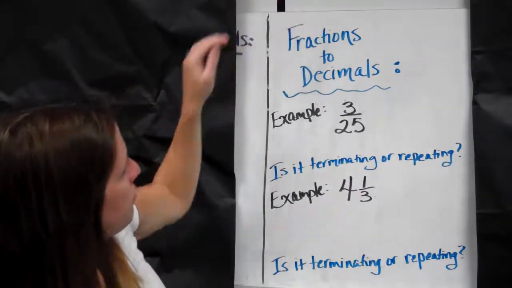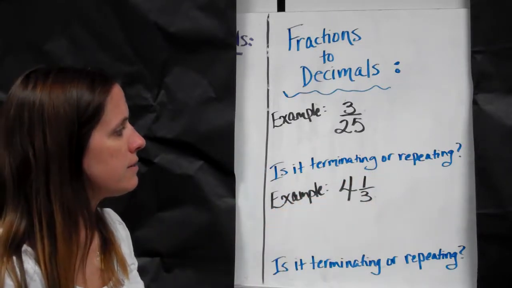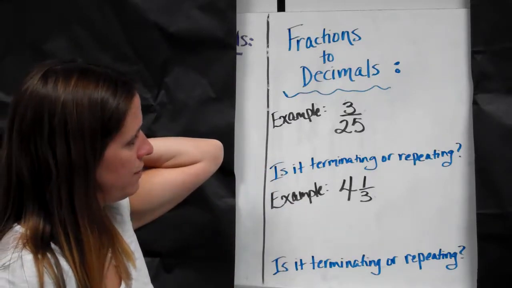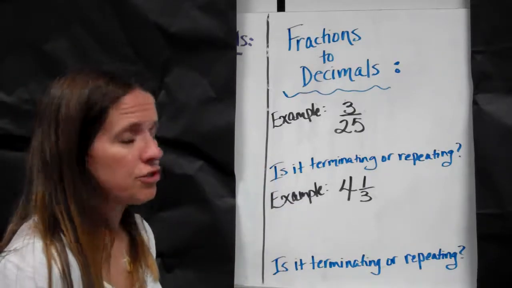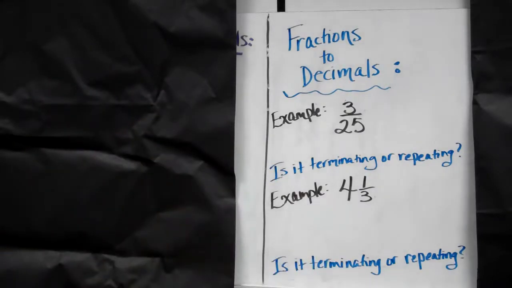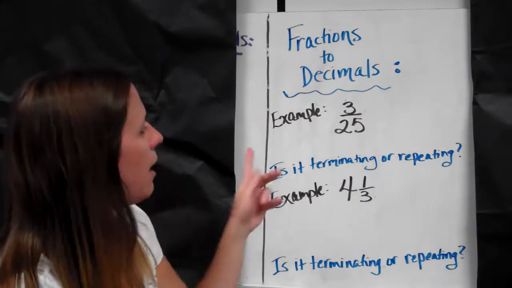So let's change some fractions to decimals. And after we've changed them, we're going to determine, are they terminating decimals or repeating decimals? My first example is 3/25. Instead of doing the division here, sometimes there's another way that you can do your conversion. Yeah, I'm going to do that on this one.